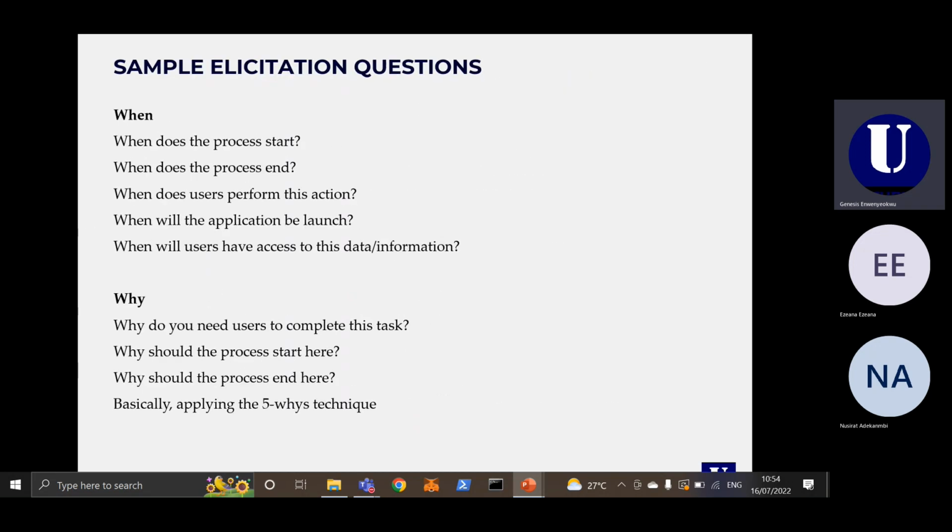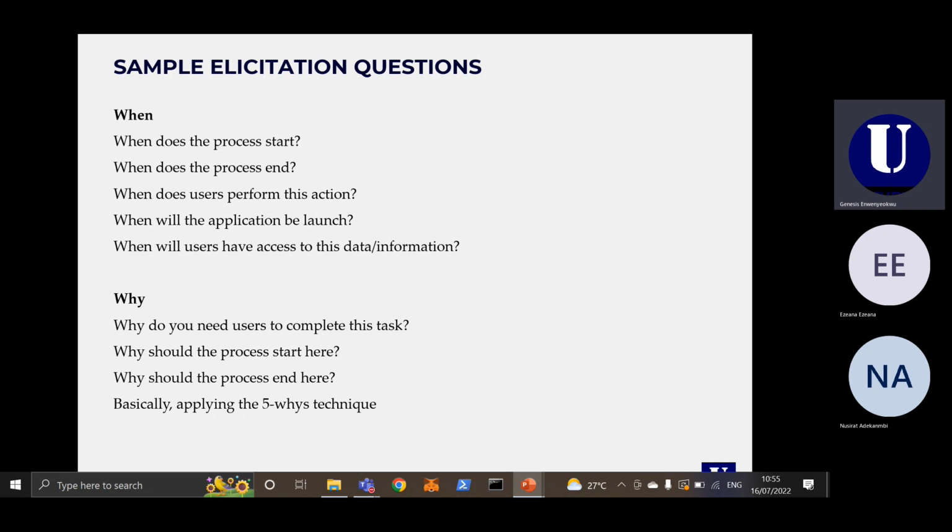When wants to know about timing and frequency. When does this process start? When does this process end as well? When do users perform this action? When will the application be launched? Or when will users have access to this data or information?